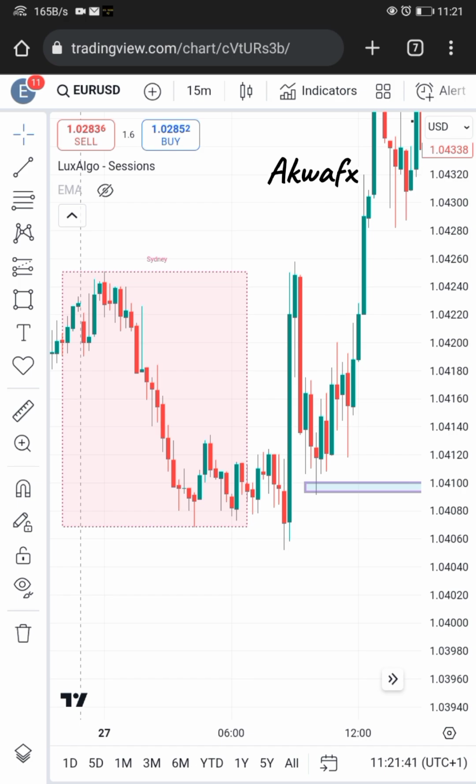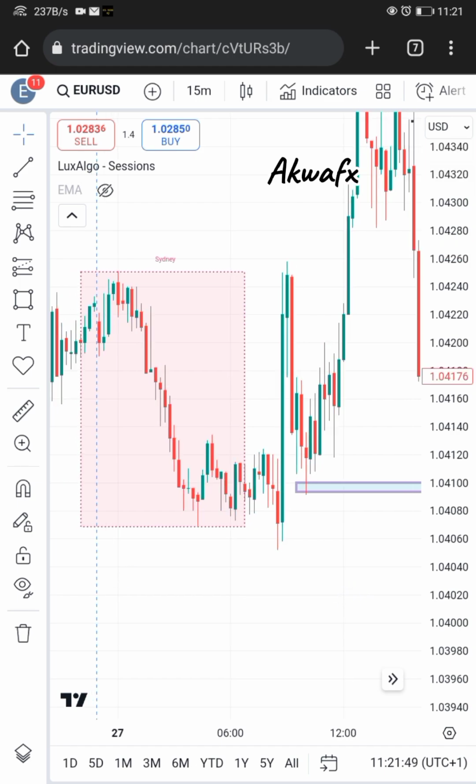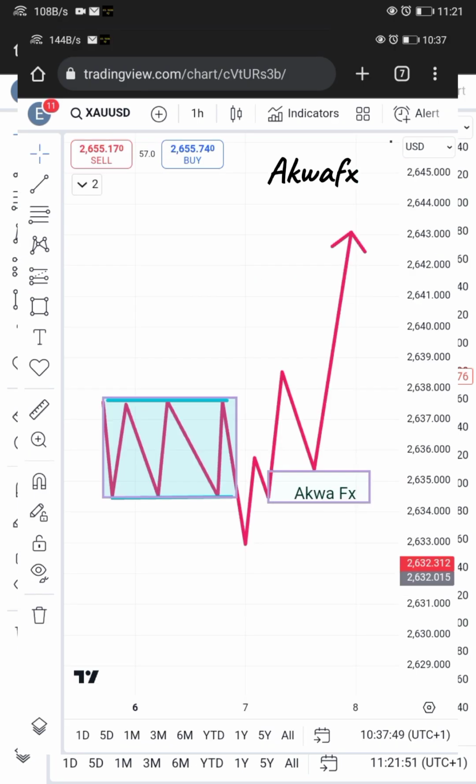So this strategy, you need an Asia range indicator. The first diagram, which I've shown to you guys, which is this one, is what we are going to work on.